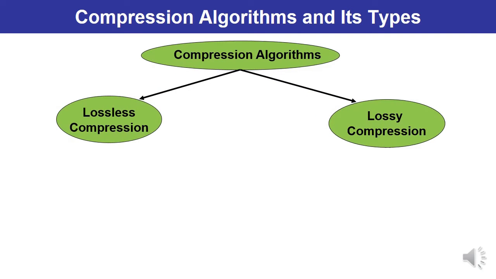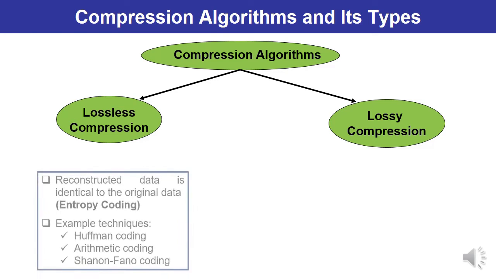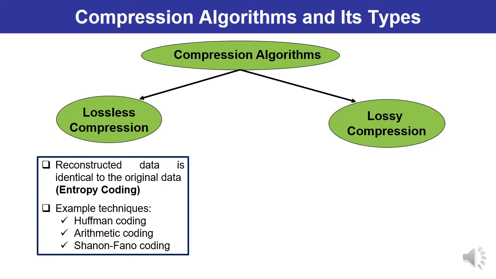Now, the compression algorithms. Compression algorithms can be broadly categorized into two categories. First is the lossless compression, second is the lossy compression. From the name itself, it must be clear to you what is lossless, where there is no loss of information. What is lossy, where certain information may be lost. In case of lossless compression, reconstructed data is identical to the original data, means exactly the same, no loss of information. And this type of algorithm is very useful in legal and medical domains.